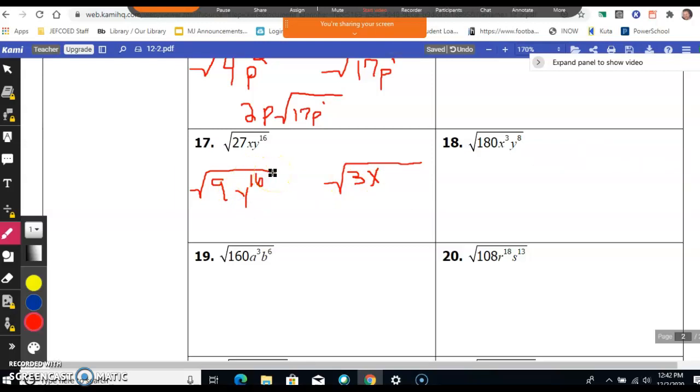All right? Now, let's simply take the square root of what we can. The square root of 9 is 3. The square root of y to the 16th is y to the 8. Good. And then we simply bring down everything else that we don't have, which is 3x.